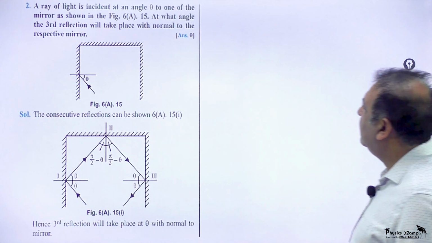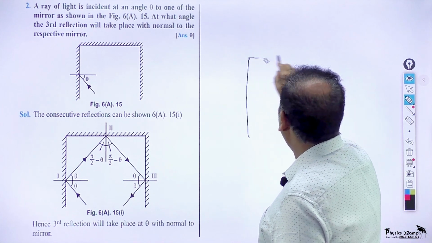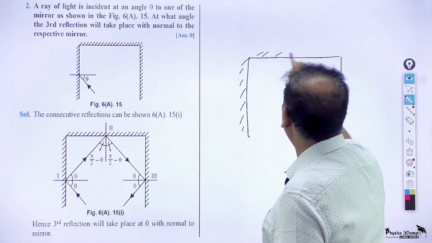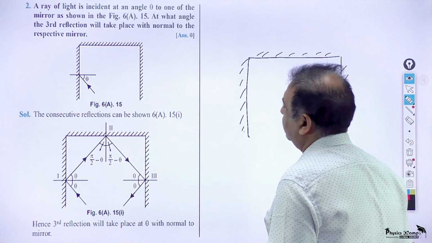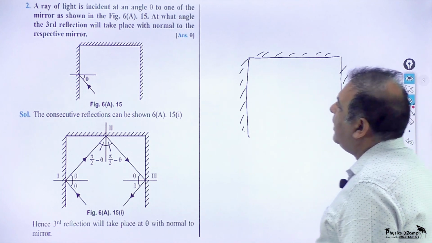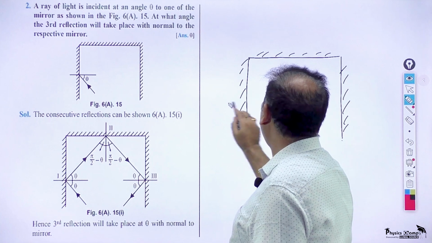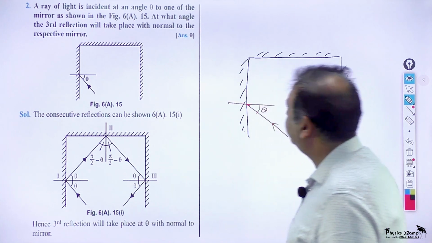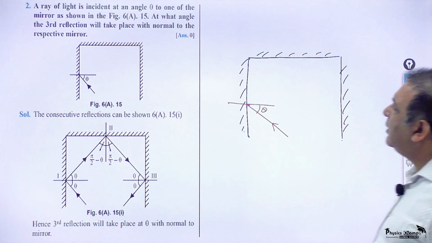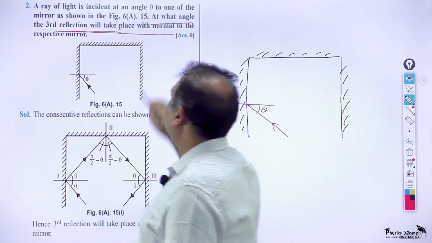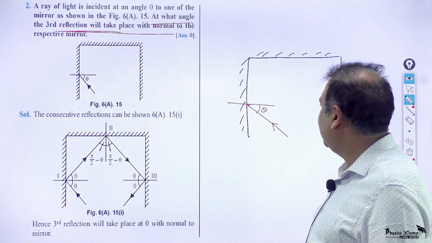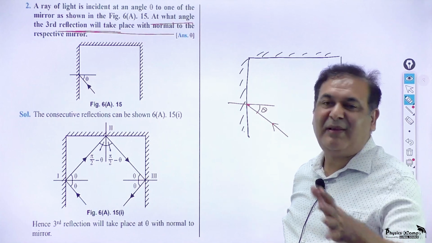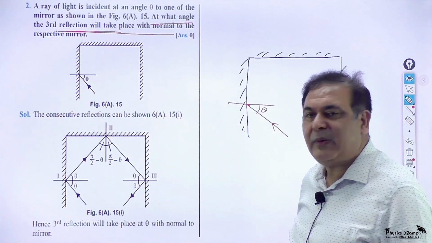It says there are plane mirrors given like this, and a beam of light is incident at an angle theta here. At what angle will the third reflection take place with the normal? So the question is challenging you to use the basic laws of reflection and to see the final outcome.